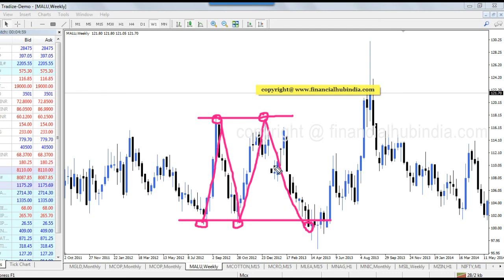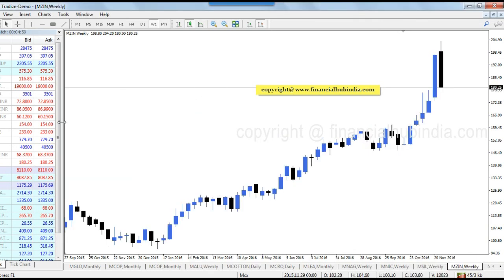There is no impulse move. There is no corrective move. Okay, now this is zinc. What's going on here in zinc?